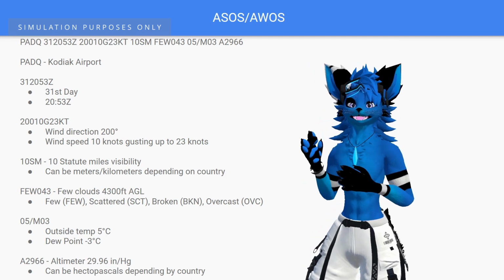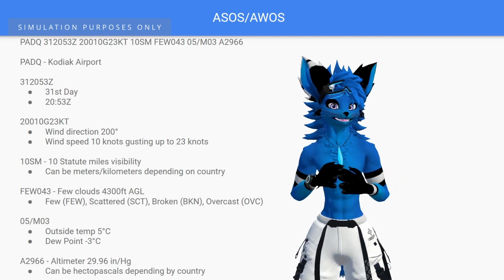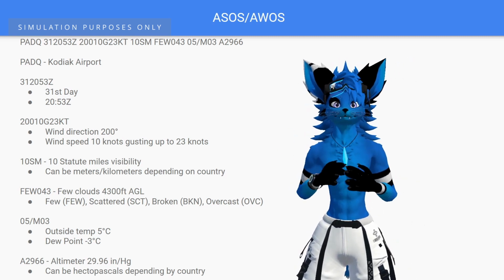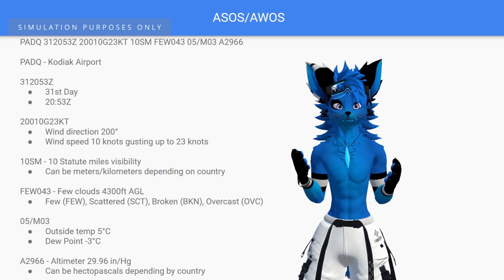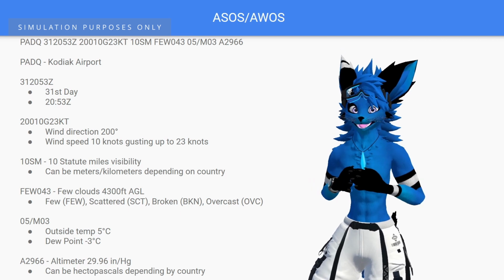The easiest way to tell which one they're using: if the altimeter setting starts with a 2 or a 3, it's in inches of mercury. If it starts with a 1 or a 9, it's in hectopascals or millibars. Some people call it millibars.